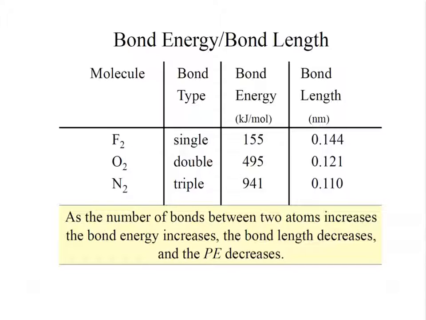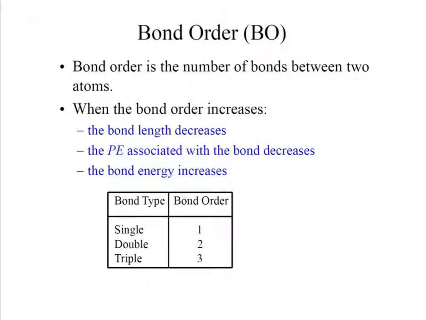The more electrons you put between the two nuclei, the stronger the attraction that those positive nuclei have for the negative electrons. The two nuclei have a stronger attraction for the three shared pairs of electrons than they do for the two shared pairs of electrons. Furthermore, the two nuclei have a stronger attraction for two shared pairs of electrons than they do for one shared pair of electrons.